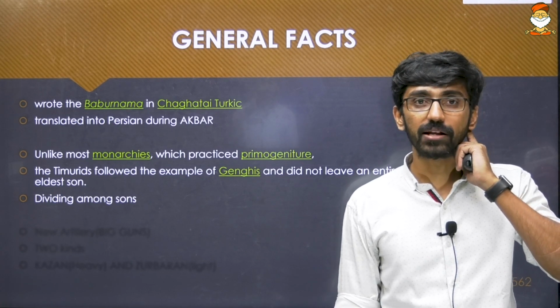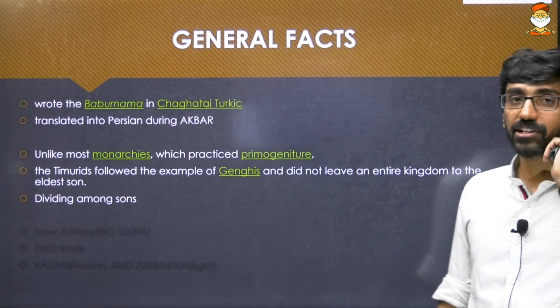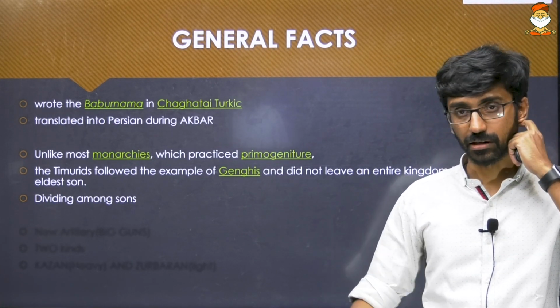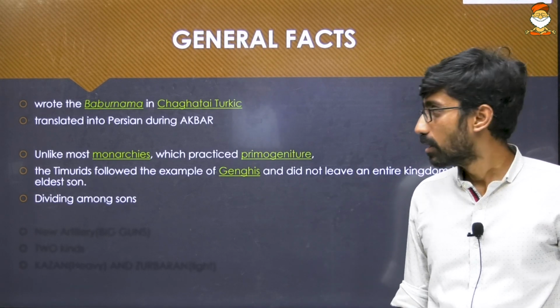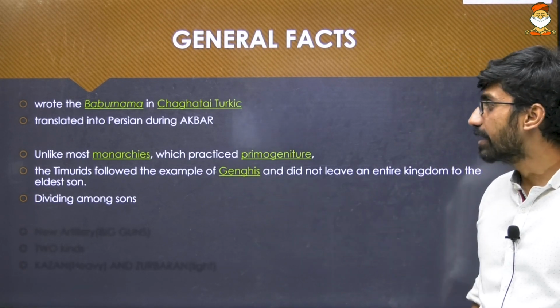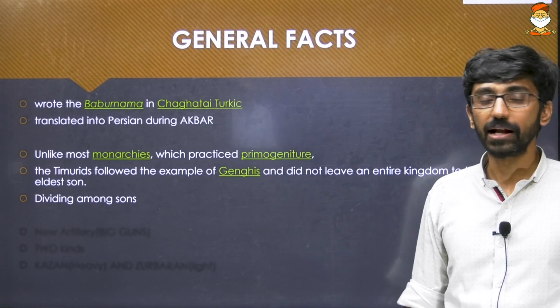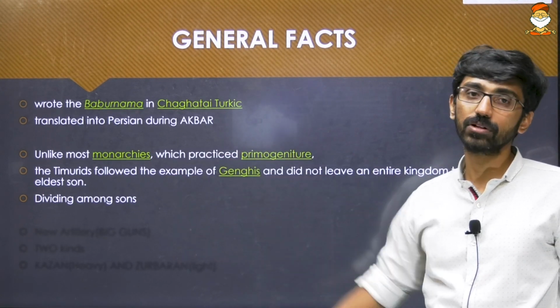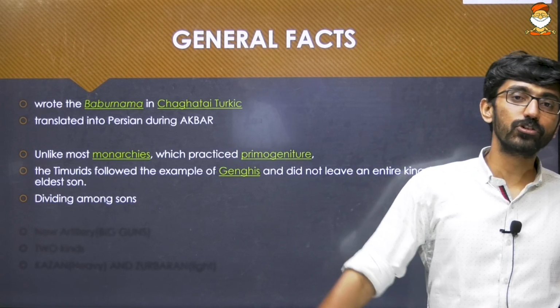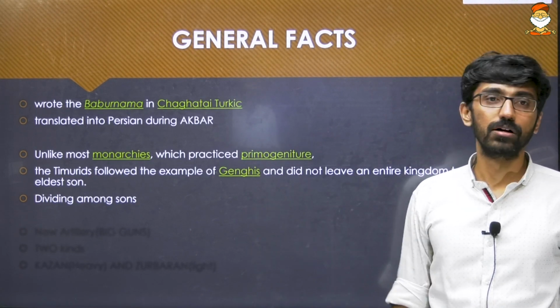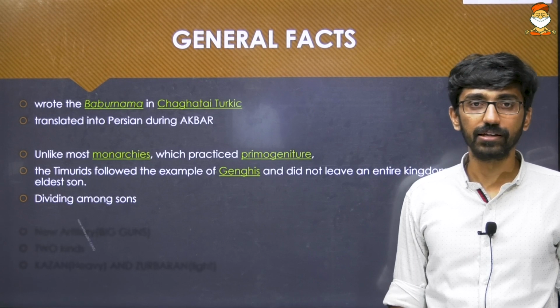Unlike most monarchies which practice primogeniture, that is, giving the throne to the elder son, the Timurids and Genghis did not follow this particular policy. Rather, they divided the empire among the sons instead of transferring the throne to the eldest son. So they used to divide it. The same kind of following we can see in this area too.